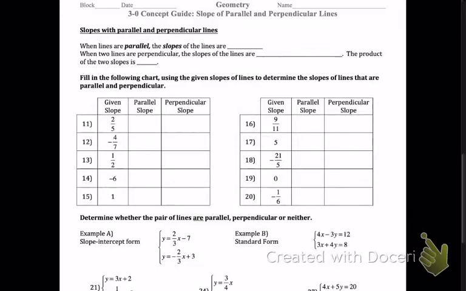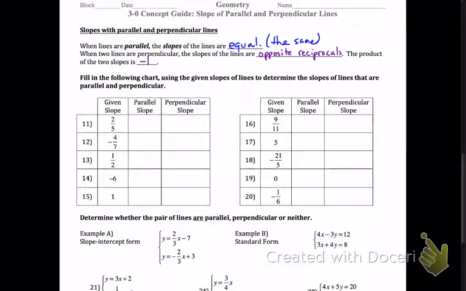Slopes. You do this in algebra too. When lines are parallel, the slopes of lines are equal. Same slope. When two lines are perpendicular, then the slopes of the lines are opposite reciprocals. Their product is always -1. If you multiply the two slopes together, you always get -1. So the first thing I want you to remember is this.